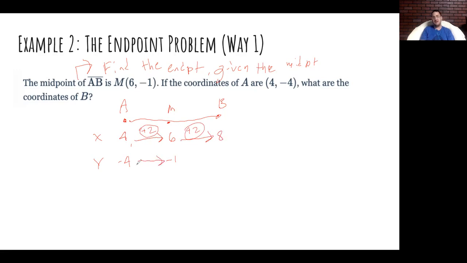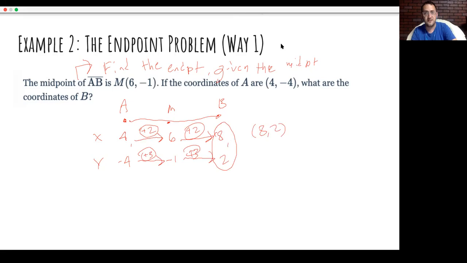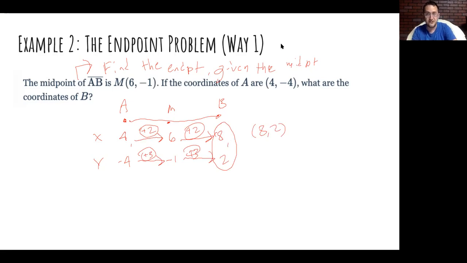And then I think about what I do for the y coordinate. So here I'm going from -4 to -1. So I'm adding 3. And then I'm just going to add 3 again. And that will get me to 2. And it's asking me for the coordinates of point B. So I'm at 8, 2. So that is way 1. I'm going to pause here for a minute. And then I'm going to show you the Delta Math ways as well.